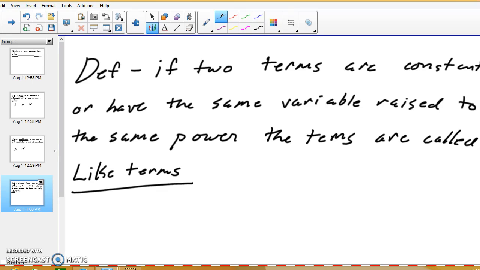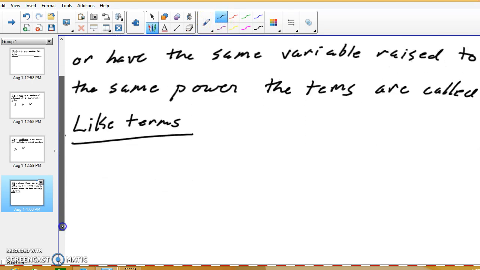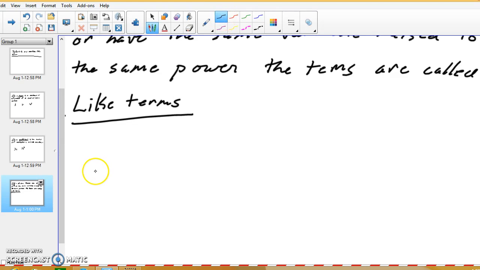So that gets us to what like terms are. The definition: if two terms are constants or have the same variable raised to the same power, the terms are called like terms. So let's say they're both constants. Say the terms 3 and 5 end up in an expression. Well, those are like terms because they both are just constants.